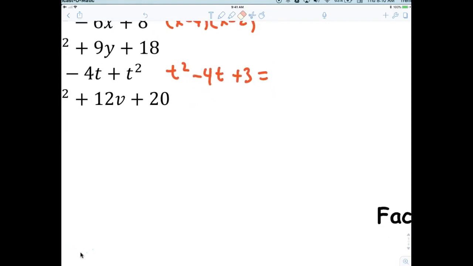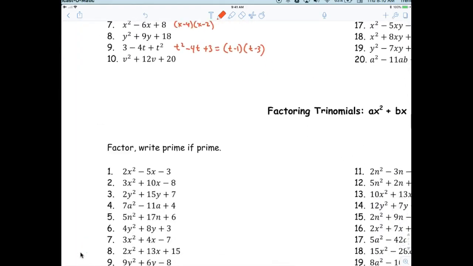All right, here we go. Factoring that just becomes what? T minus 1. Good. T minus 3. Listen, if it takes so long, that's because it's probably full. Okay? All right, here we go.